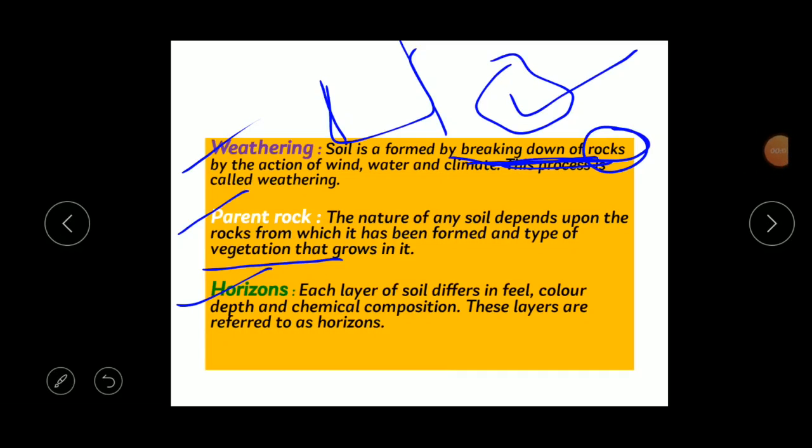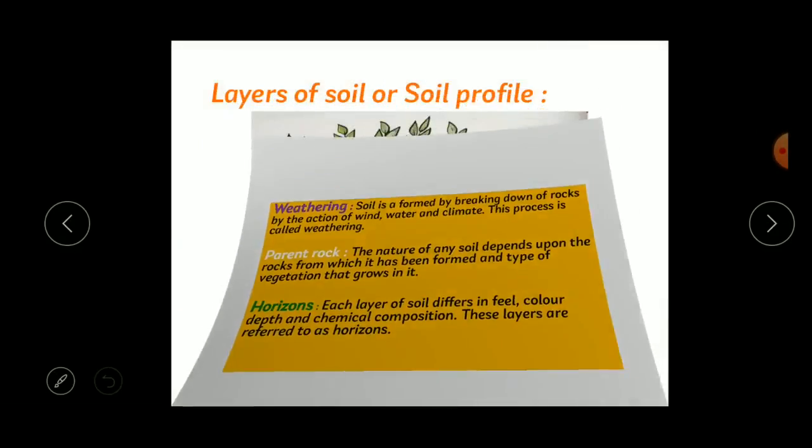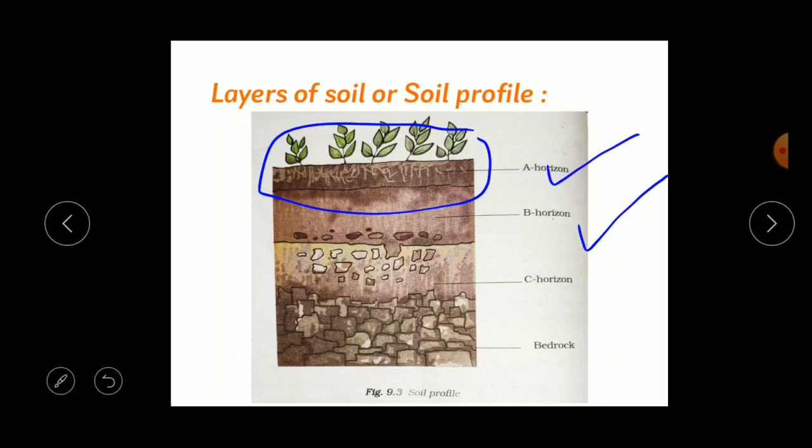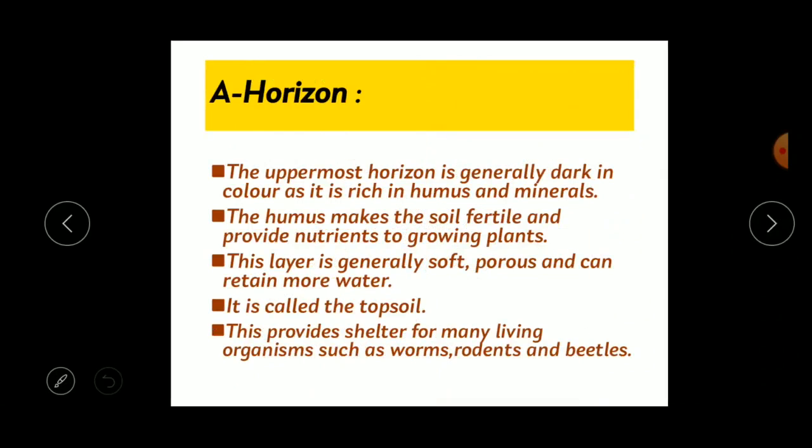Now let's study the horizons in detail. So children, here is a picture of a soil profile, or the layers of soil. Here you can see the upper layer, it is called the A horizon, and below this is the B horizon, and this layer is called the C horizon, and the last layer is called the bedrock. Now let's study them one by one. The first one is the A horizon.